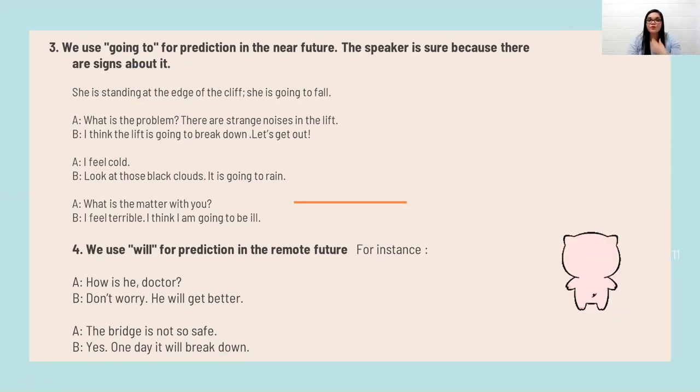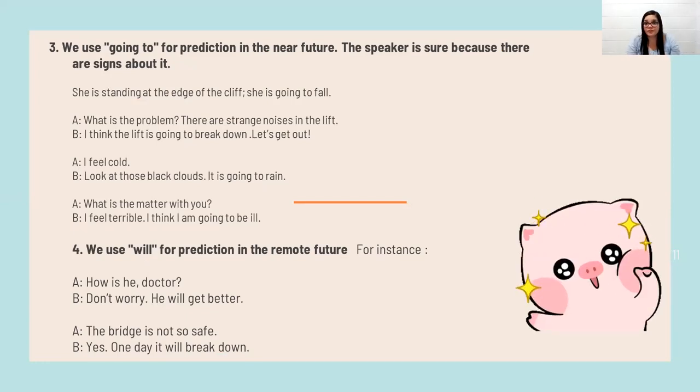We use "going to" for prediction in the near future. The speaker is sure because there are signs about it. "She's standing at the edge of the cliff. She's going to fall." It's obvious, right? She's at the edge, so she will probably fall. "What is the problem?" "There are strange noises in the lift. I think the lift is going to break down. Let's get out." You have evidence of that. So you're providing a very predictable result using "be going to."